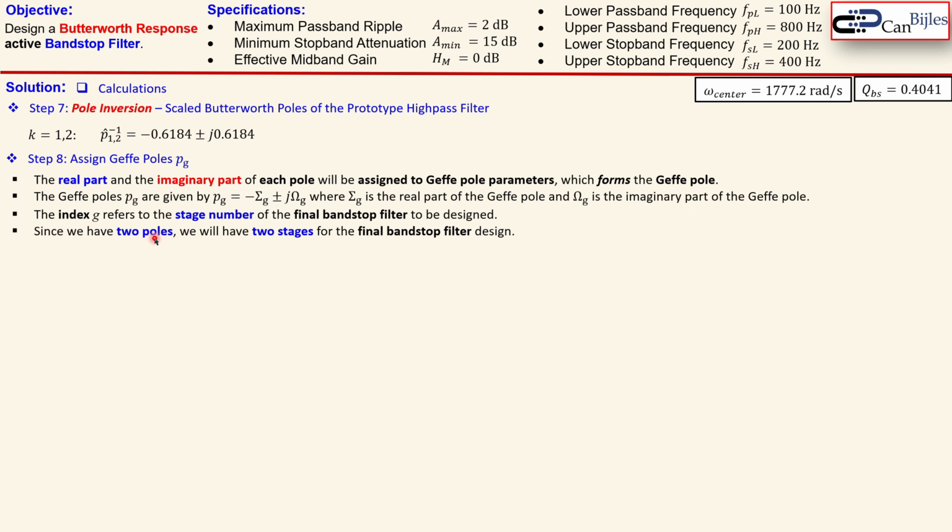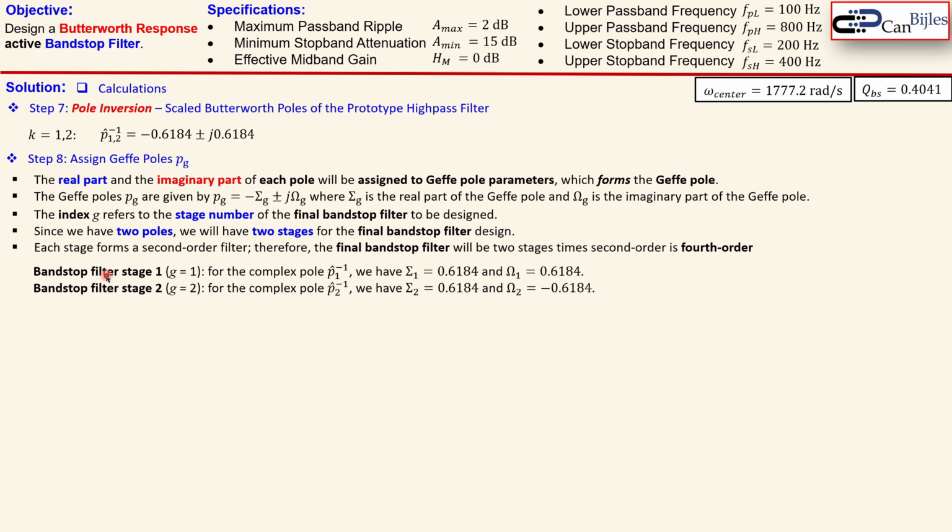Now we have two poles. We have here the two poles, but we need two stages times 2, which means we need to have 2 times 2, which means we have 4, or fourth order. So for each pole we create actually a second order filter. Bandstop filter stage 1, g is equal to 1, will then have this pole, which is this. You see here the capital letter sigma 1 has this value, also the capital letter sigma 2, which is for the other stage, but only changes now in the sigma 1 and the omega 1 and omega 2, because those are the inverse of each other.